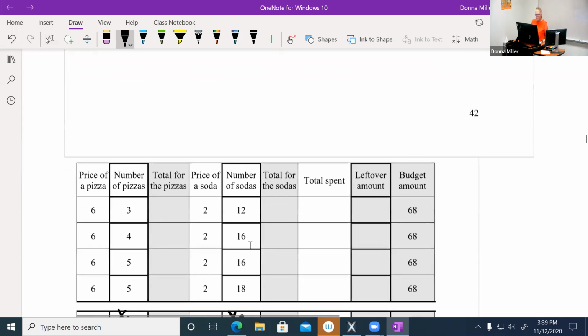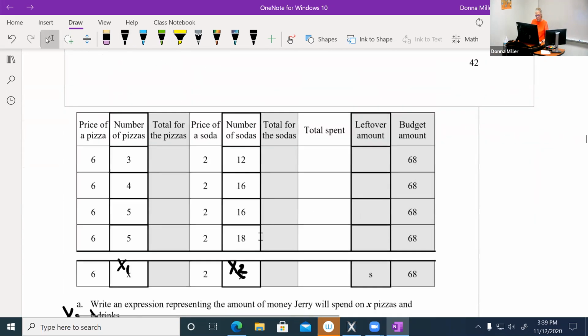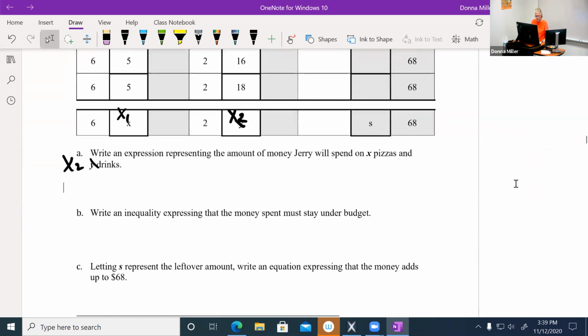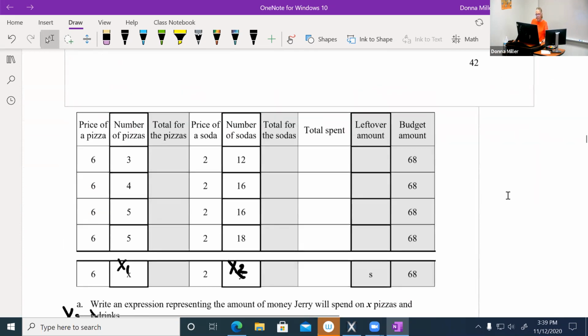All right, so let's read this problem. Maybe not. All right, so we have a table here. And pretty much, you can see what it is. I have the price of a pizza. It's $6, obviously. And this is the number I'm buying. And I have total I spent on pizza. The price of the soda is $2, and this is the number I'm buying. And then there's a total. So I want to know how much I spent. Now I have $68 available to myself. That's my budget. Okay. So we're going to work through some just practical problems.